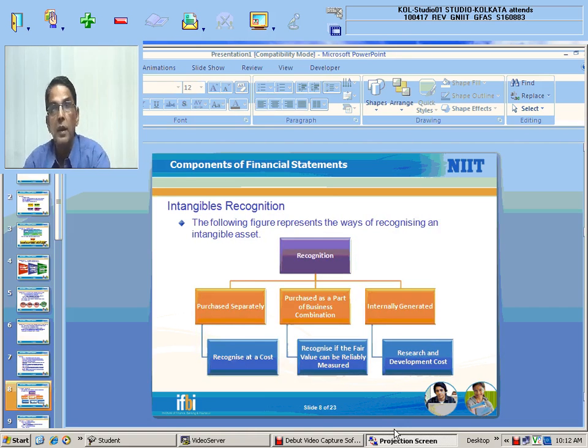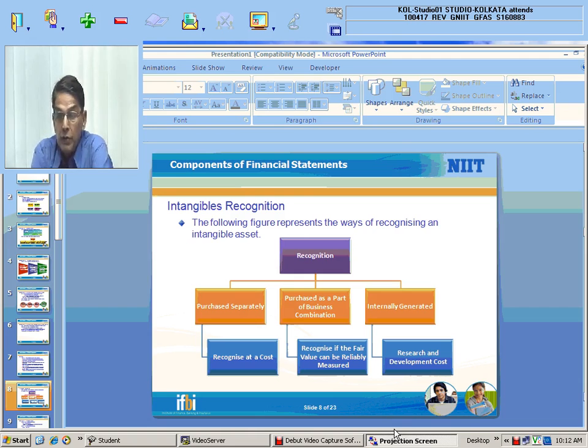Now, recognition of intangible asset: how it is recognized in the financial statements or in the books of accounts. If it is purchased separately, then it will be recognized at cost. If the intangible asset is purchased separately, like a company buys software, then whatever is the cost of the software to be paid to the company which sold the software will be recognized as the cost of that intangible asset.